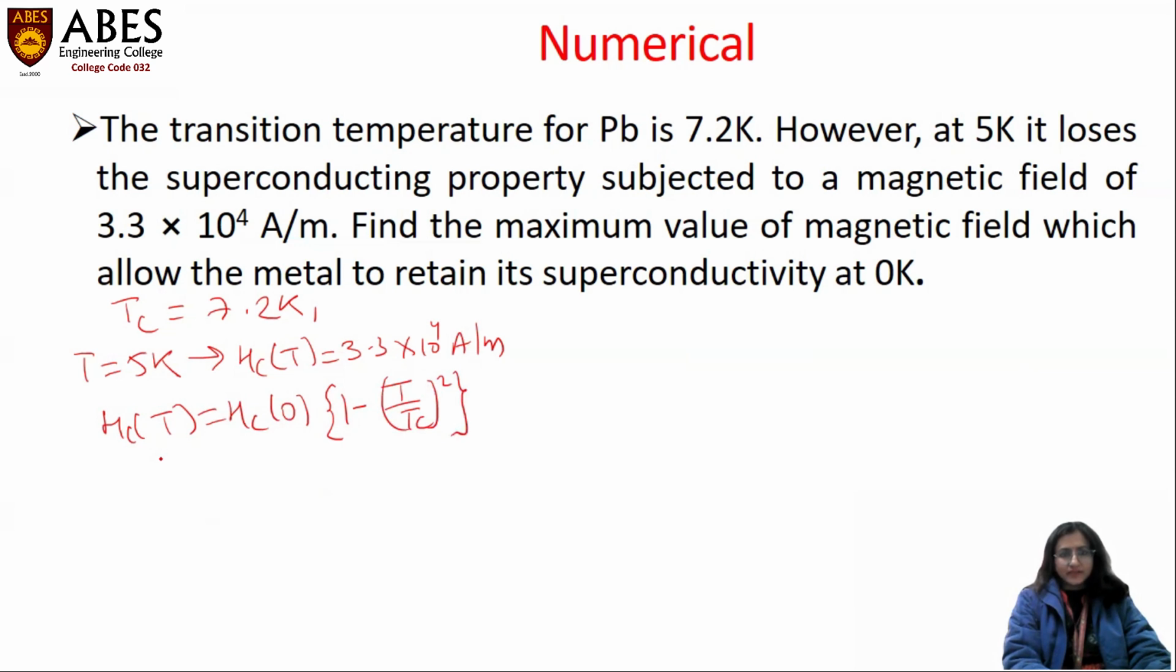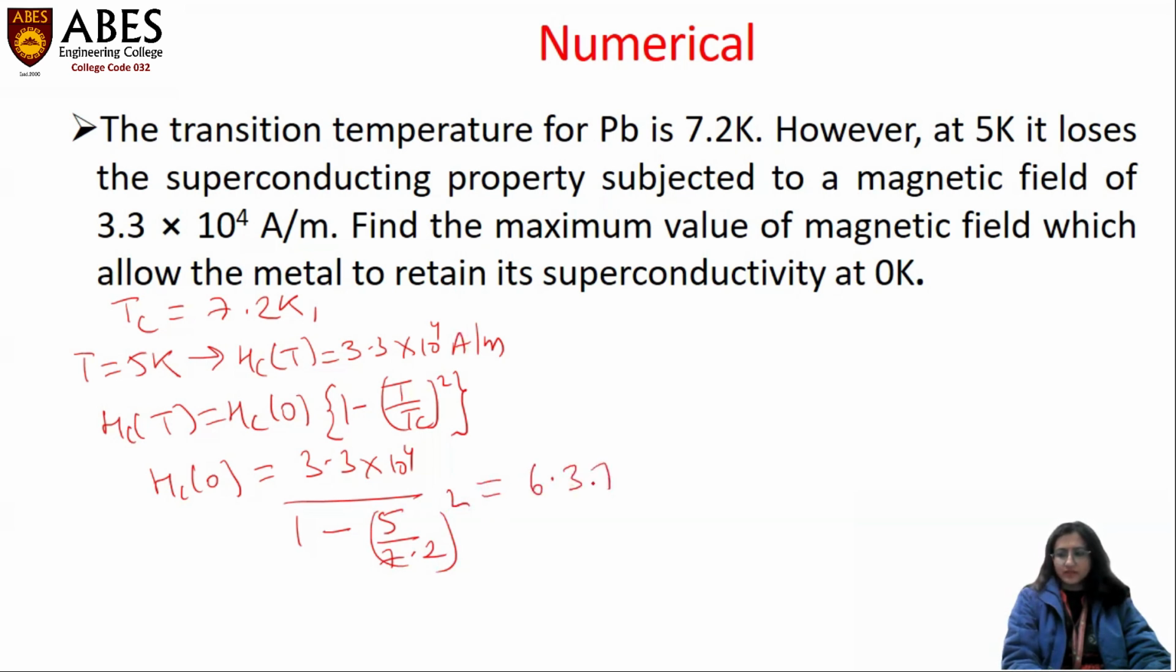Here HCT is given and we have to determine HC0. So HC0 will be 3.3 × 10^4 divided by (1 − 5/7.2)². On solving, the value obtained is 6.37 × 10^4, and the unit is ampere per meter.